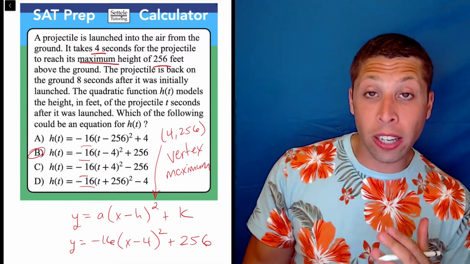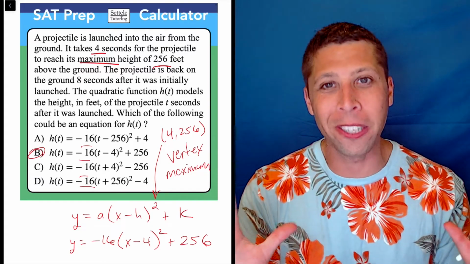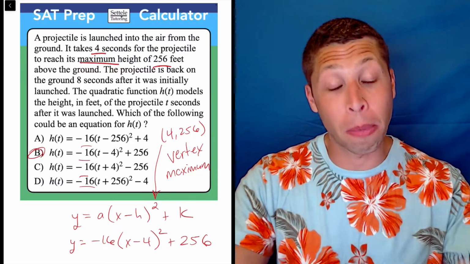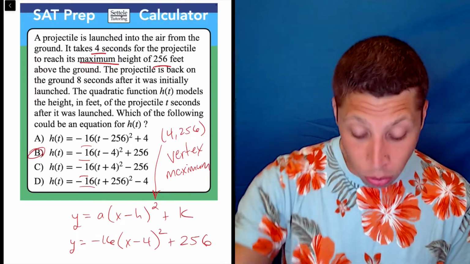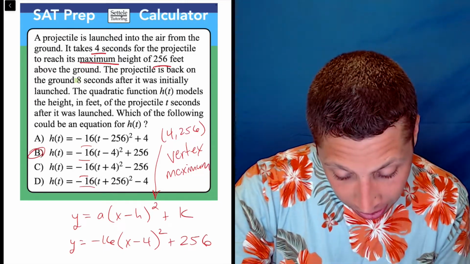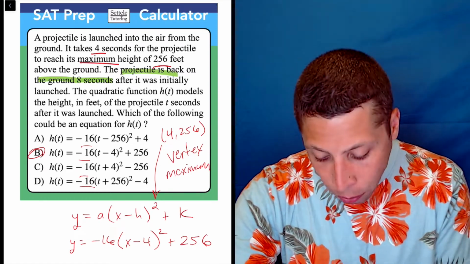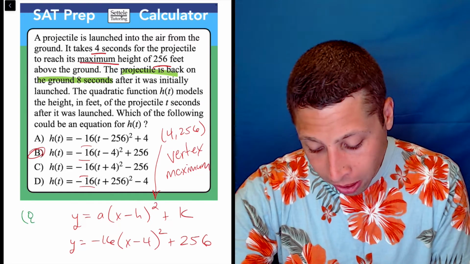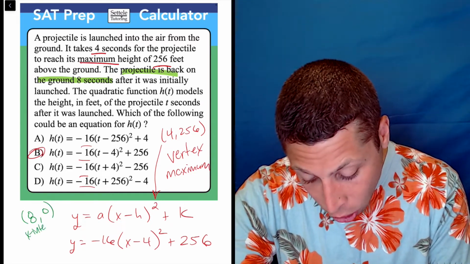Now they changed the variables to h of t and t, but that should not stop us. x and y are always kind of what we're dealing with here. It's just another letter to represent the exact same concept. So we could also use the fact that they give us the time that it's back on the ground, 8 seconds. That would be the point (8, 0). That would be an x-intercept.